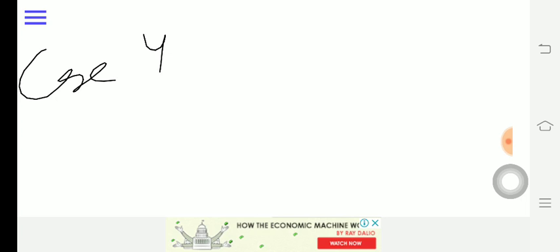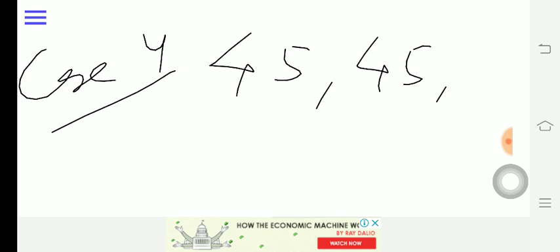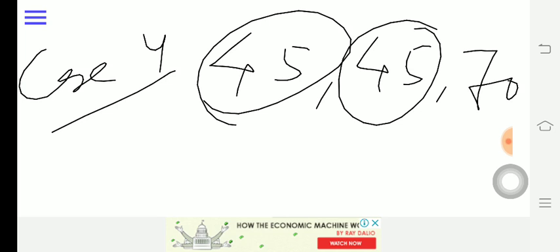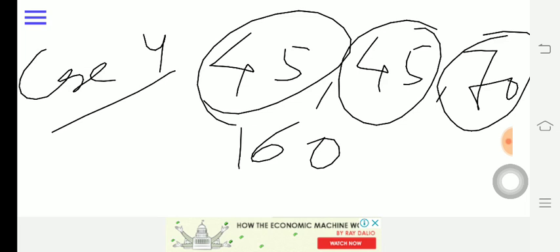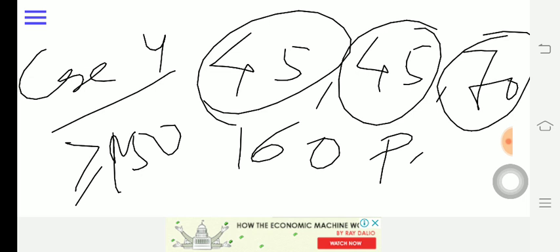Let us take case 4. Suppose you had got 45, then 45, then 70. Again the criteria holds. Let us sum this: 45, 45, 90, and with 70 this is 160. Again it is greater than or equal to 150, so it will come under the pass category.